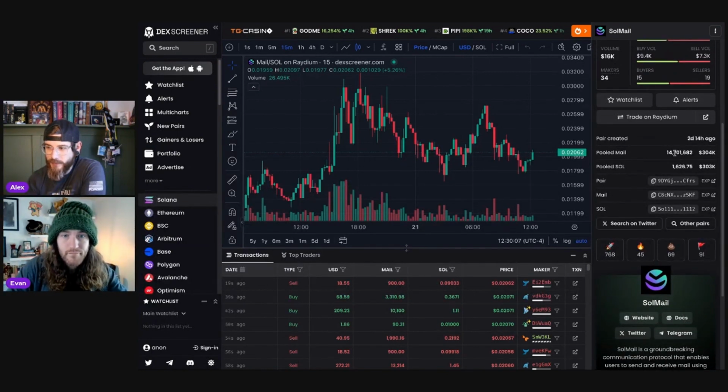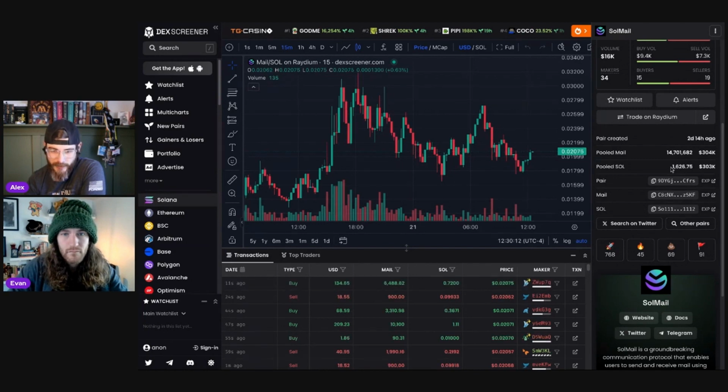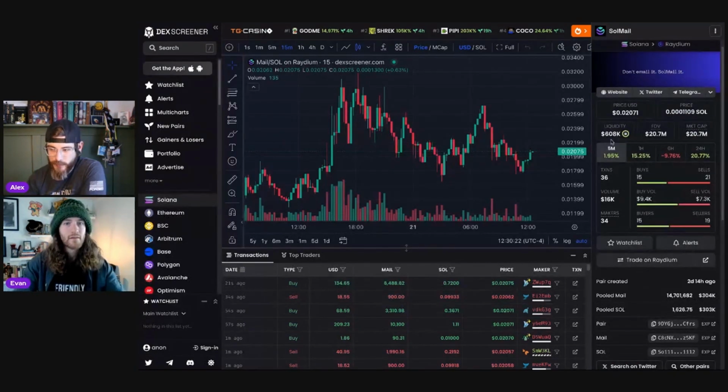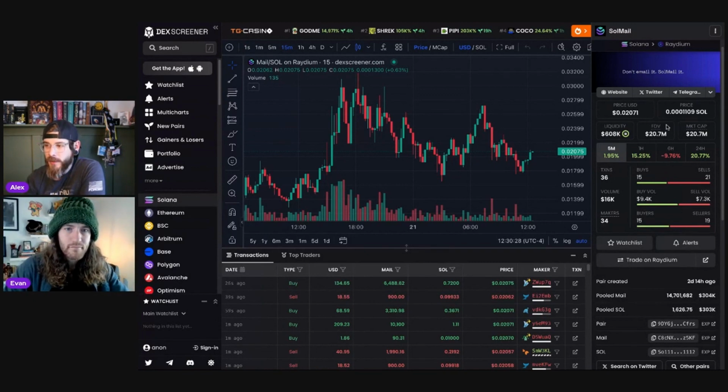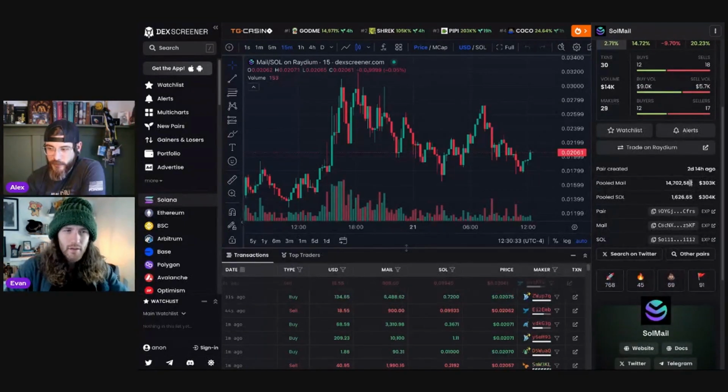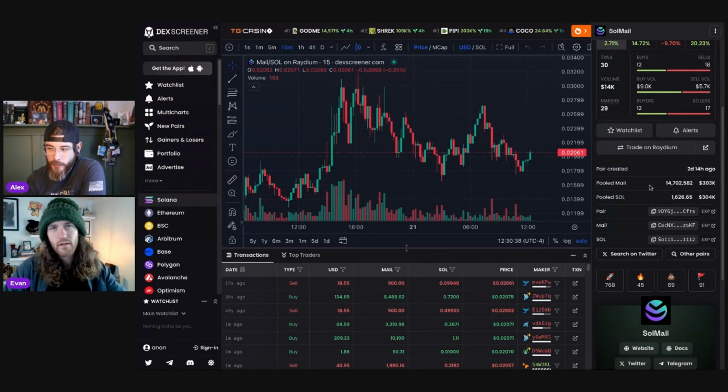There's 14.7 million pooled Mail tokens and 1.6 thousand pooled Solana tokens or Solana coins, totaling about $303,000 equivalent on both, which when put together gives us roughly $608,000 of total liquidity. So you'll notice that this is split into the two pieces, right? Each of our two tokens that are in this. That means that at any given point, you can only purchase this many Mail tokens at once, 14.7 million.